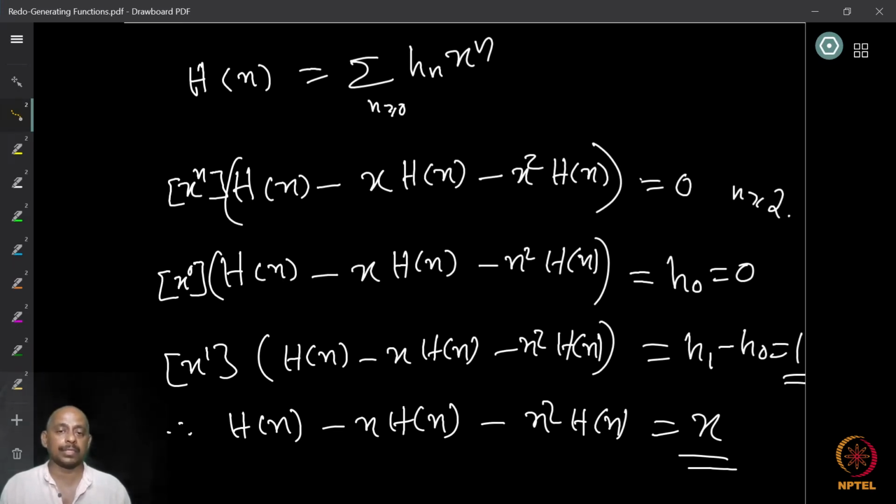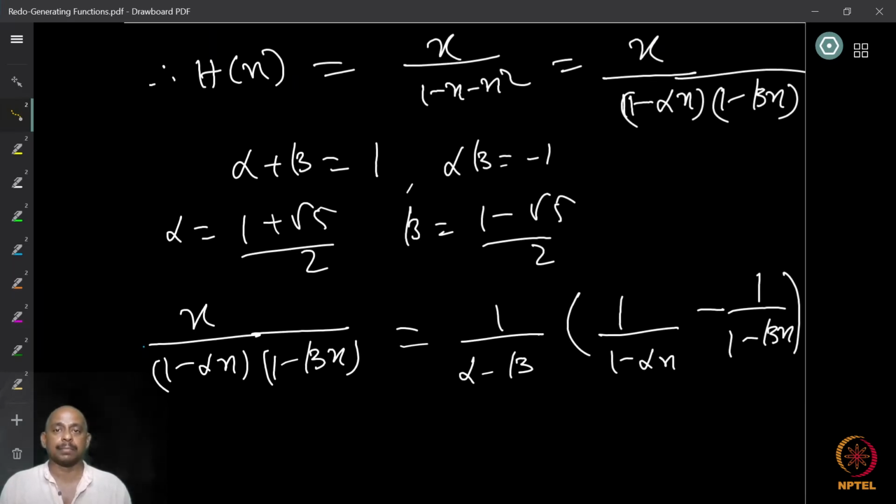Now I get a formula for h of x immediately by putting h of x together: h of x is equal to x divided by 1 minus x minus x square. If I write it as x by 1 minus alpha x into 1 minus beta x, we can solve it by the method of partial fractions. Before applying that, we can first solve for 1 minus x minus x square decomposing into 1 minus alpha x and 1 minus beta x, where alpha equals 1 plus root 5 by 2 and beta equals 1 minus root 5 by 2. This is the solution of the quadratic equation, so we can immediately get the roots alpha and beta.